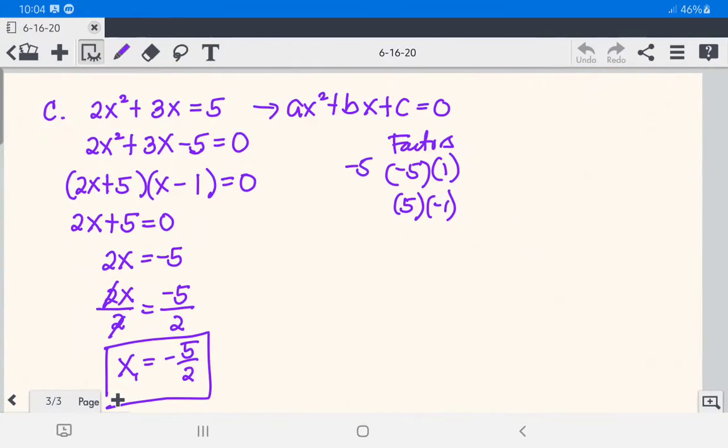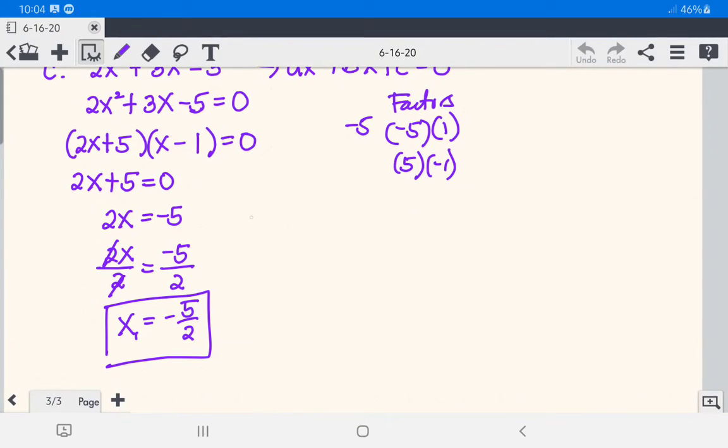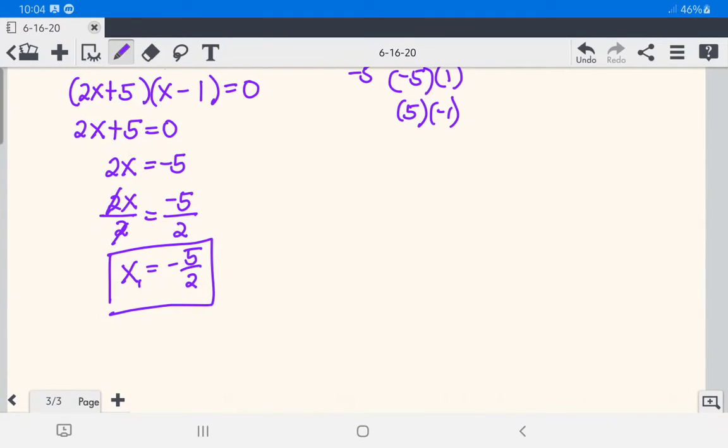For the second solution, we have x minus 1 equals 0. Then x is equal to positive 1, because you add 1 on both sides of the equation.